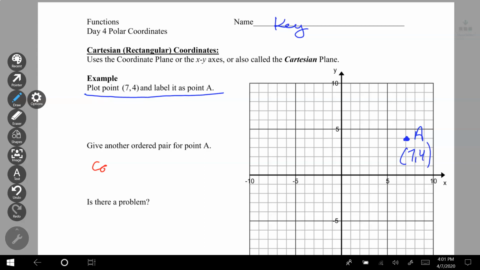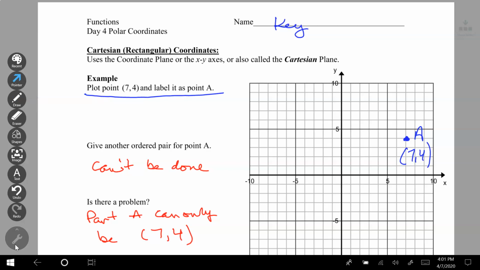And guess what? It can't be done. There's no other way to write that point, because point A can only be 7, 4. There is no other way to write that point other than 7, 4.